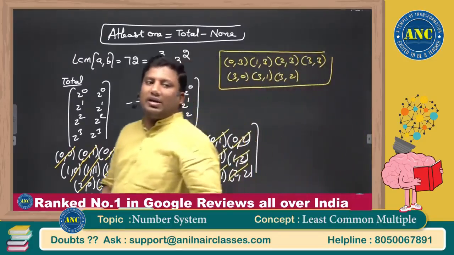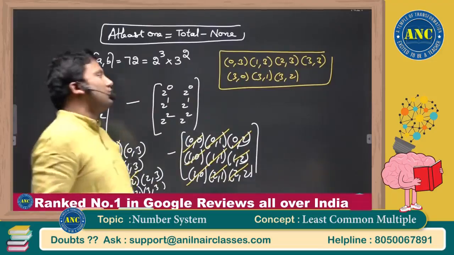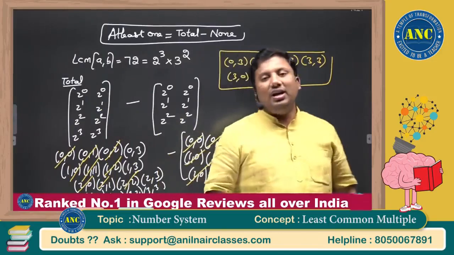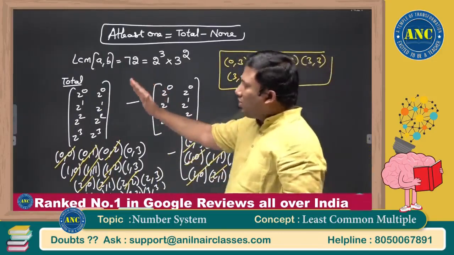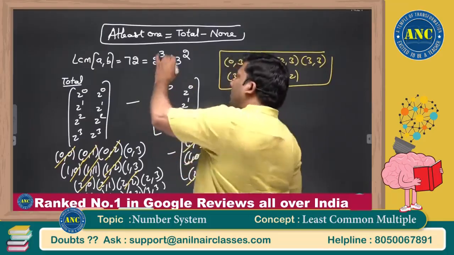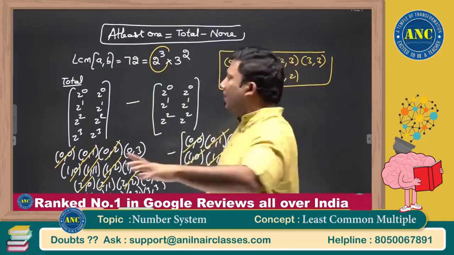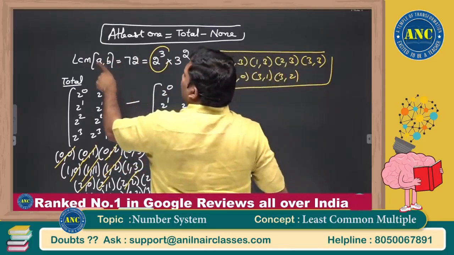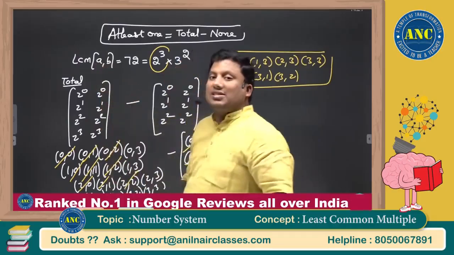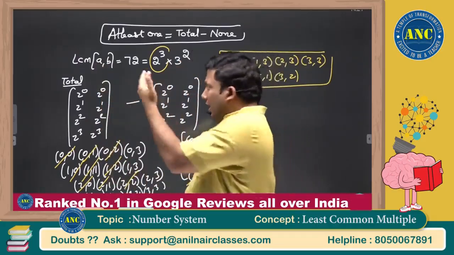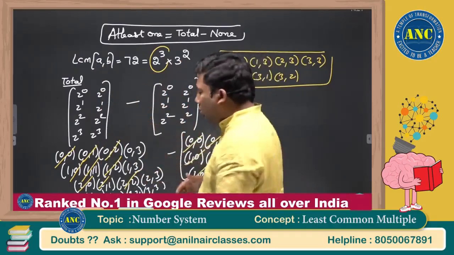Either x1 can take 3, or x2 can take 3, or x1 and x2 both can take 3. At least one can be defined as total minus none. What is total? First take the power of 2. Arrange all the powers of 2 for A: 2 power 0, 2 power 1, 2 power 2, 2 power 3. How many cases? 4 cases. Similarly, B also can take 2 power 0 to 2 power 3.